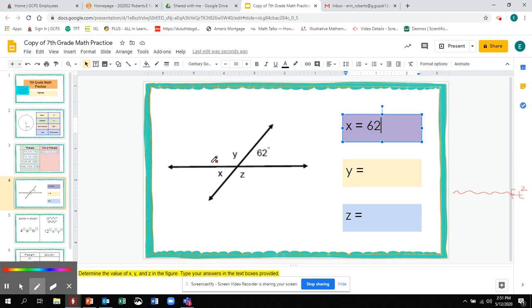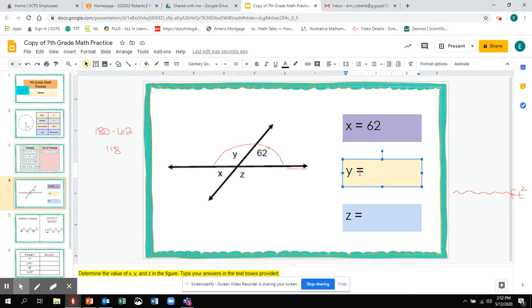Now, I also need to figure out what y equals. So if I look at this, I know that they are on this straight line, and every straight line has a value of 180. Well, I know that these two angles make up the straight line, which means that together, these two angles would equal 180. So to figure out what y equals, I would do 180 minus 62. And if I do 180 minus 62, I get 118. That means that the value of y is going to be 118 degrees.